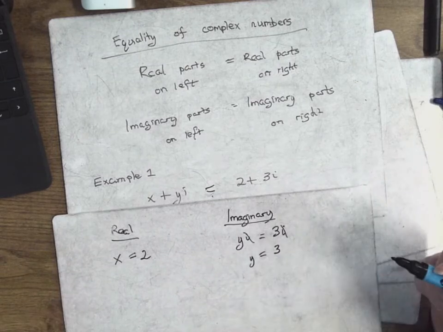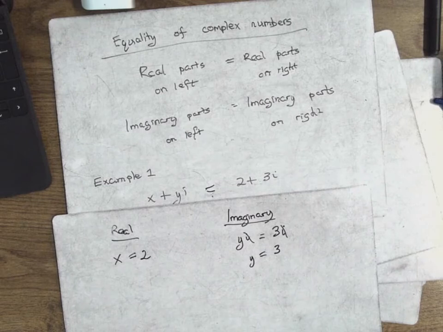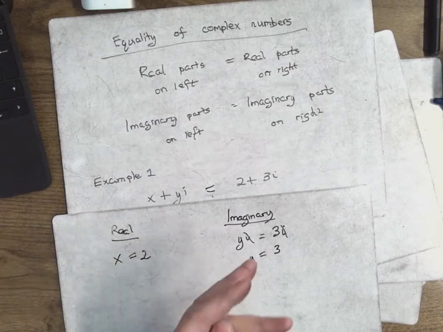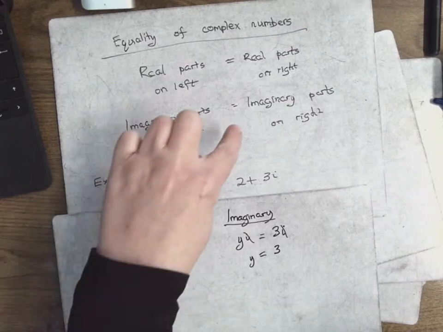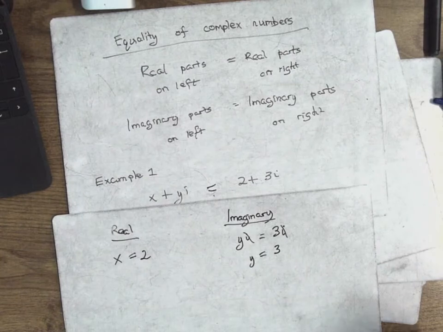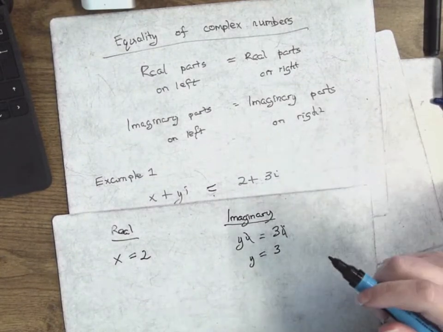So that's, it doesn't get any easier than that. That's the easiest one, but that's just to show you what I'm about. So you pick out the real on the left, let it equal to the real on the right. That's one sum. The second sum is you pick out the imaginary on the left and you let it equal to the imaginary on the right. That's your second sum. Okay, they get a bit harder than this. Right, this is just to show you what I meant by all that up there.